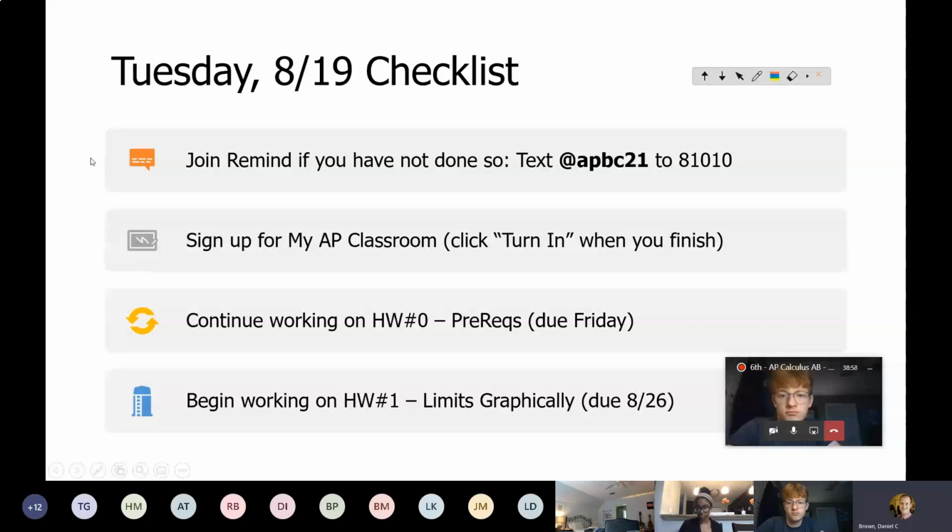And then if you want to get started on homework 1, you can. It's not due until the 26th, so over a week away. But homework 1 is actually probably pretty easy, especially the first page, because you basically look at the graph and find out what the limit is. Tomorrow we'll finish these notes, and I have like a little in-class practice that we can do.